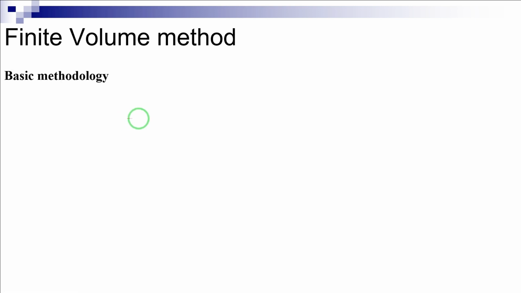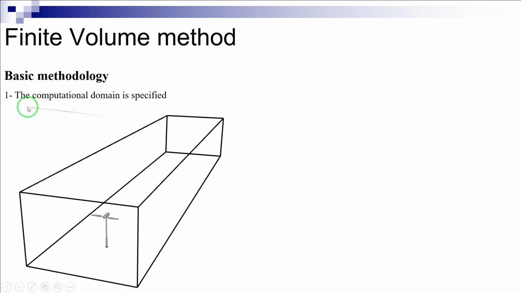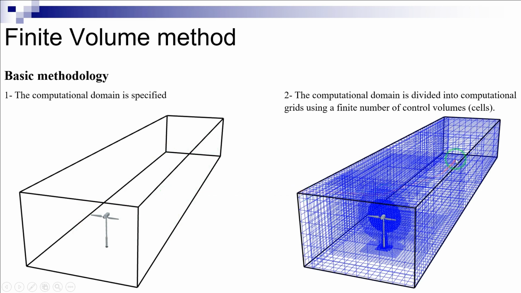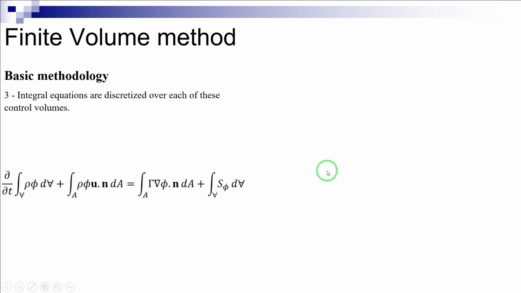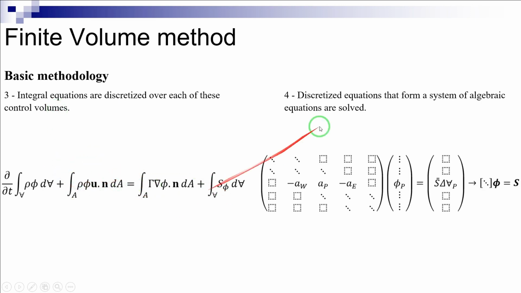1. The desired computational domain is precisely specified. 2. The computational domain under consideration is divided into computational grids using a finite number of control volumes or cells. 3. Integral equations are discretized over each of these control volumes. 4. Discretized equations that form a system of algebraic equations are solved.